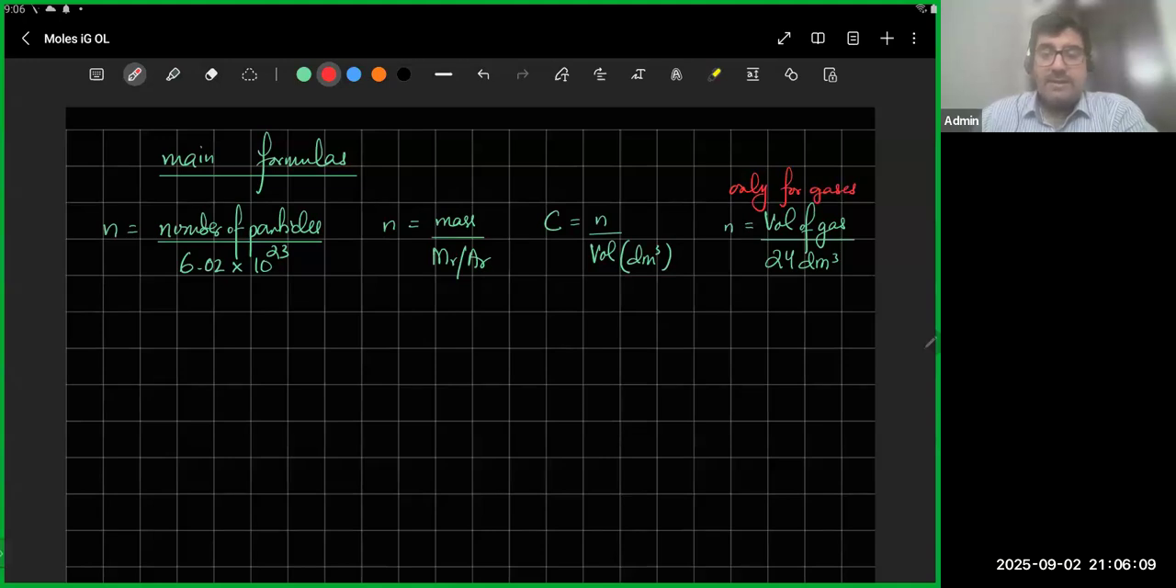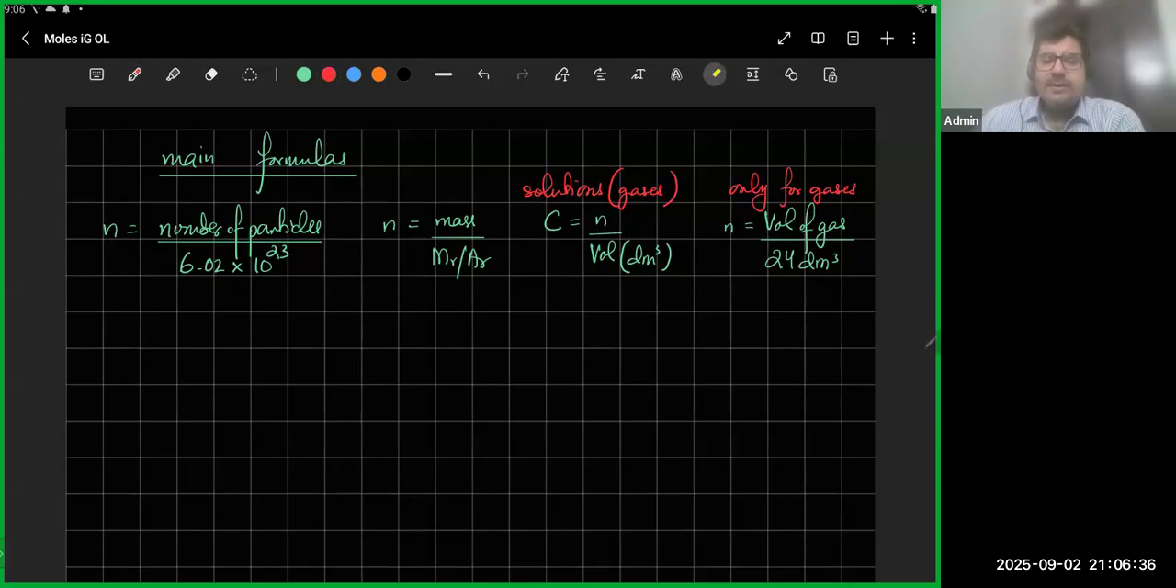You remember, this is for gases, the volume of a gas. This one is for solutions. Sometimes for gases, but not always. And remember to take the volume always in dm cube. Make sure you do that, because you've got all these 4 formulas, and they're used to convert moles.